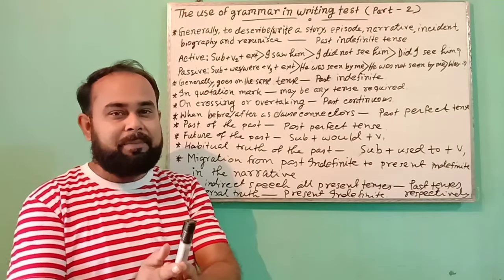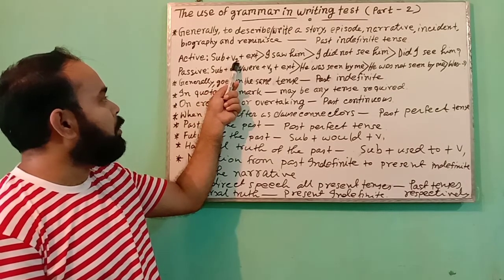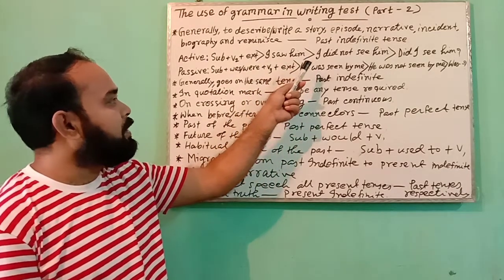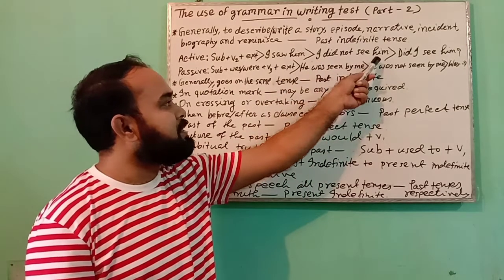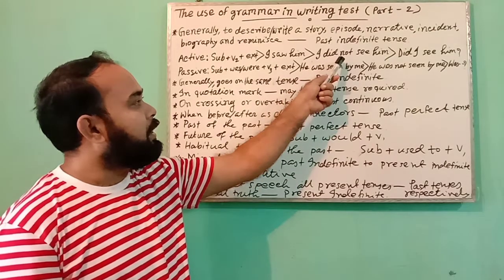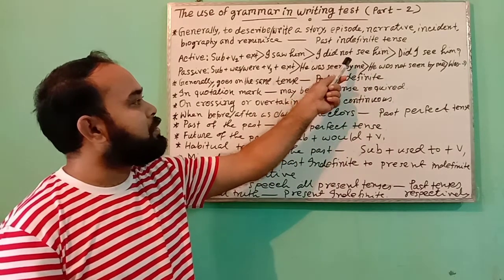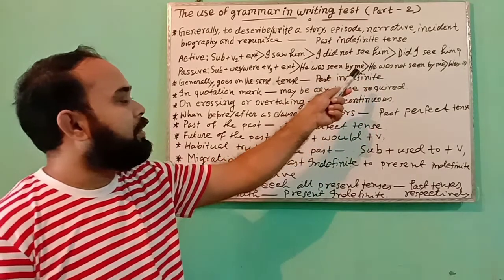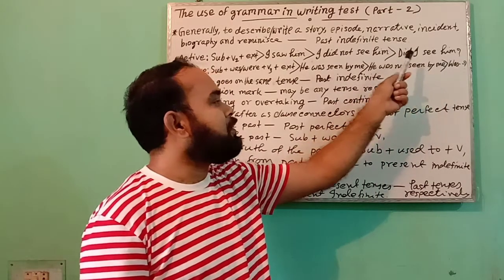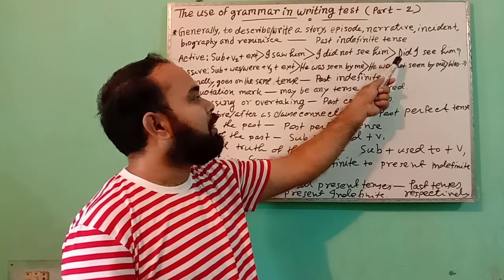The structure of active voice of past indefinite tense is subject plus V2, that means past form of verb, plus extension. For example, I saw him. The negative sentence of this tense: I did not see him. So after subject, you must use did not to make the negative sentence here. And after do, does, did, you must use base form of verb here, see. And the interrogative sentence of this past indefinite tense: did I see him? So you should use did at first before subject to make the question here.